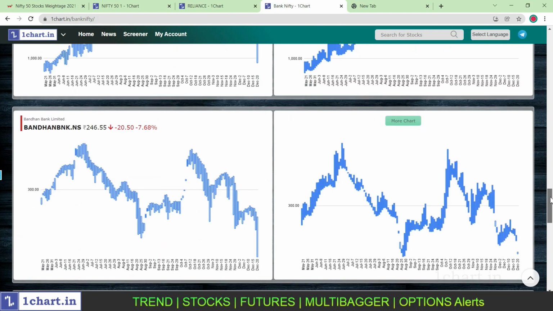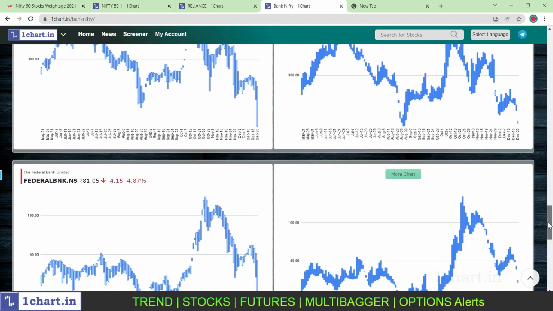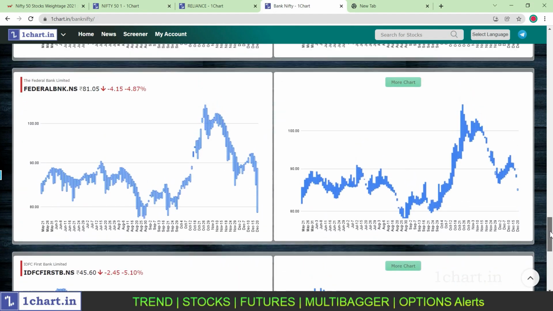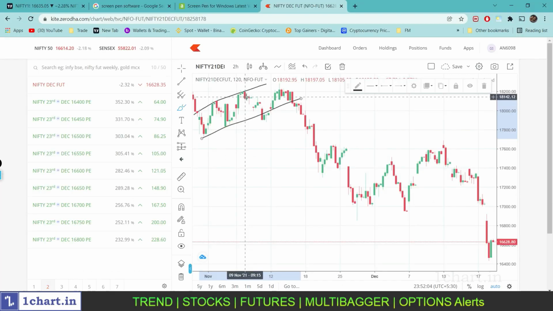AU Bank, Bandhan Bank, August 3rd, this is fall direction, but it is just 2 or 3 percent of the overall Bank Nifty percentages. So it will not affect the Bank Nifty bull run value. So this is the trick to find bull run or negative direction. First you check the Nifty weightage 10 stocks.